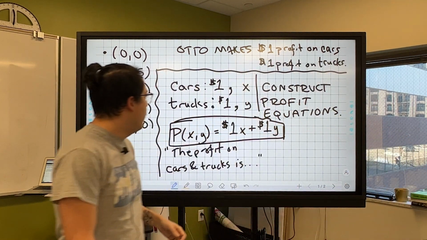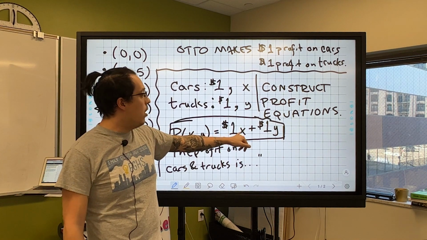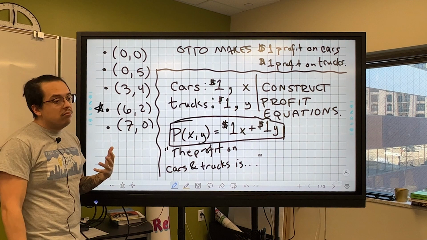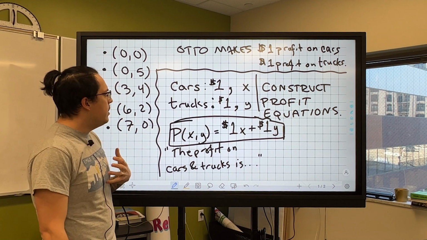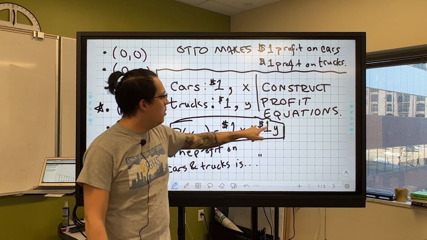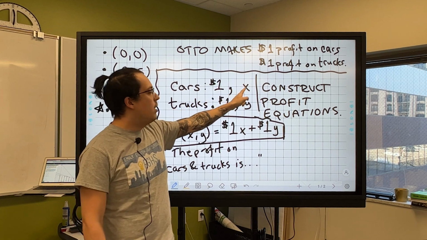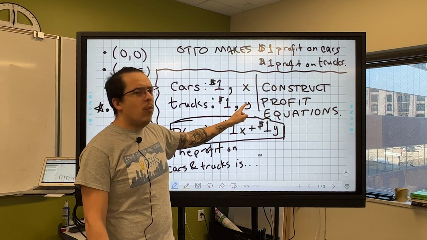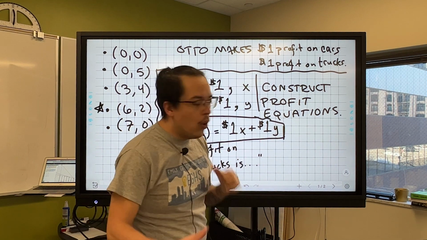It's pretty straightforward. Our profit on cars and trucks is $1 for every car, plus $1 for every truck that we make. And the procedure for constructing these profit equations really is just take good notes and turn those notes into a math statement. Cars make $1, and that's our X variable, 1 times X. Trucks make $1, and Y is the variable, 1 times Y. And you just add those things together, and that's the total profit.